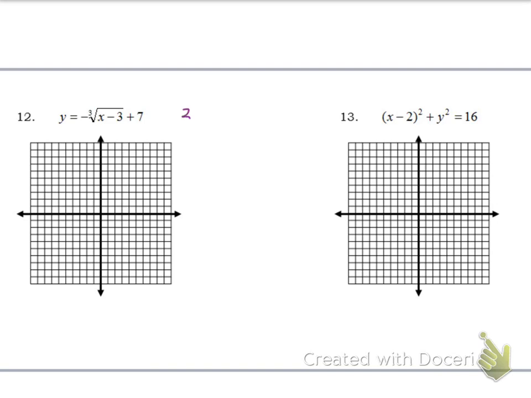So I pull out my 3, I keep my 7 normal. It's going to reflect this time. So instead of being 1, 7, 19 to the right, it's going to be a little bit different. My s will move. So I'm going to go right 3, up 1, 2, 3, 4, 5, 6, 7.